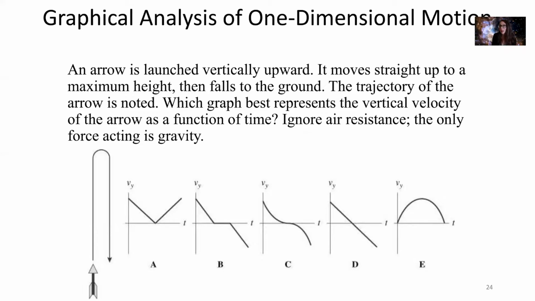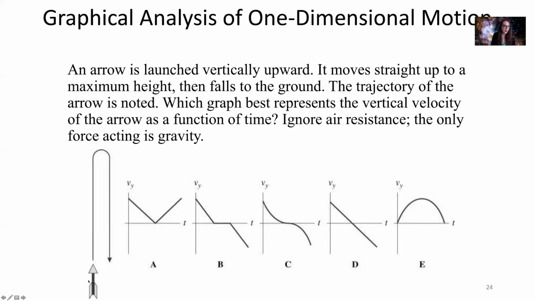For this last mini lecture for motion in one dimension, we're going to talk about graphical analysis. What does our motion look like when we graph it? So let's start with an example. An arrow is launched vertically upward. It moves straight up to a maximum height, and then it falls to the ground.